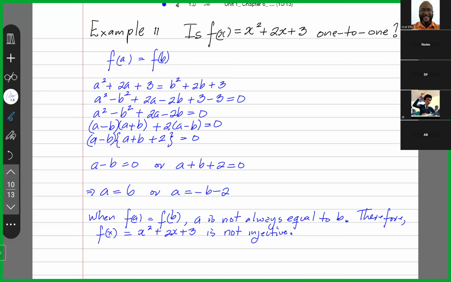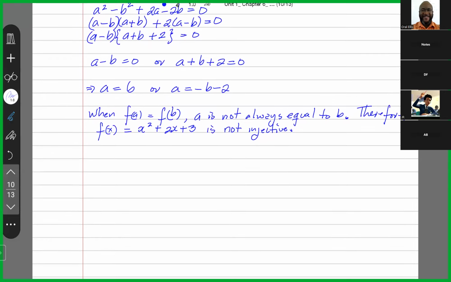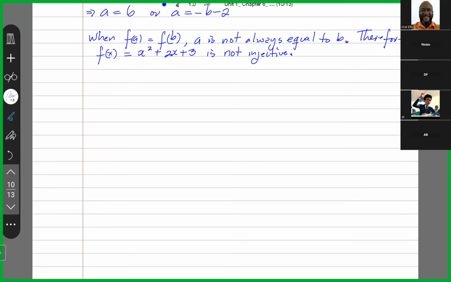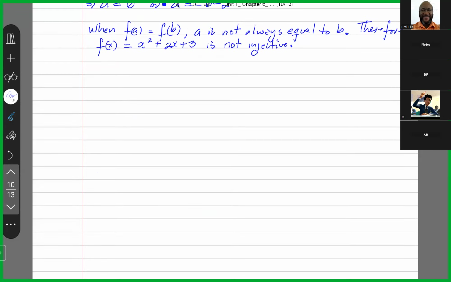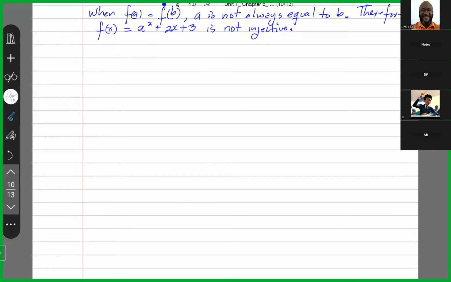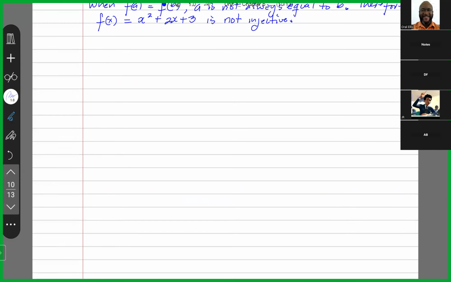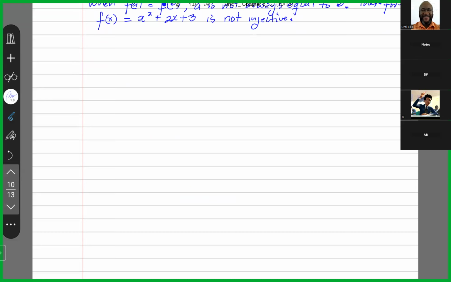Now, for the alternative approach, so we have f of x is equal to x squared plus 2x plus 3. And we're asked, is that function 1 to 1. Now, the alternative approach is to draw a sketch of the graph of y is equal to f of x. So in other words, we're being asked to draw a sketch of a quadratic function.